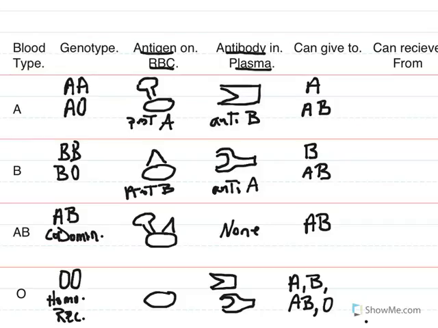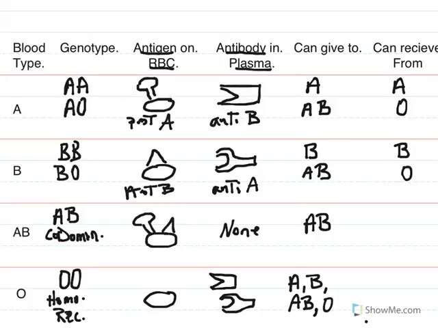Now, who can they receive from? Again, you need to check the antibody in the plasma, make sure it does not react with the antigens on the red blood cell of the donor. So type A has anti-B, so it cannot receive from anybody that has the B protein. That means it can only receive from A and O. Type B has anti-A. It cannot receive from anybody that has the A protein, so that means it can only receive from B and O.